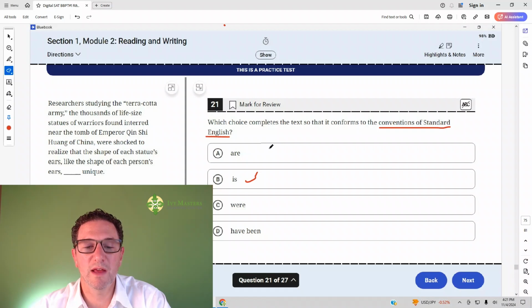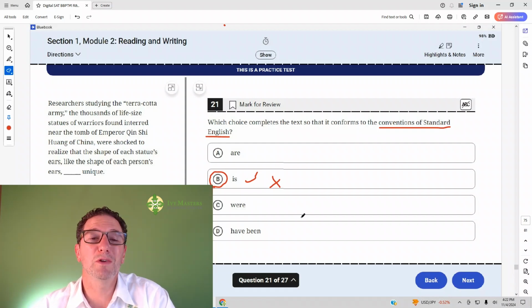They are unique, that works. They is unique, that does not work. They were unique, that works. They have been unique, that works also. So I know my correct answer is B. Mark your answer, move on. It's testing subject-verb agreement. Your subject's singular, and we didn't even identify what the subject is or read the sentence.